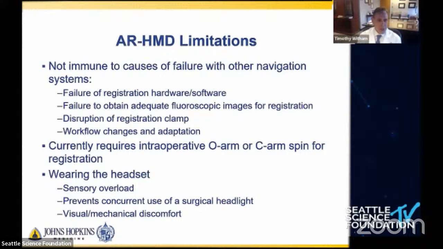The headset's going to get better. It's a little bit large right now. It's going to turn into glasses, and I think that's going to make things a lot better as well moving forward.